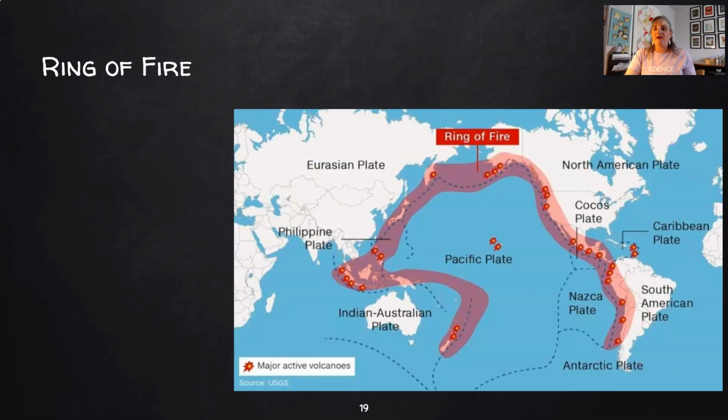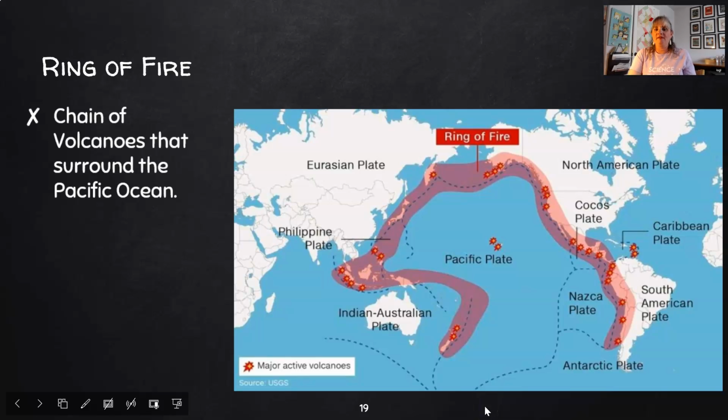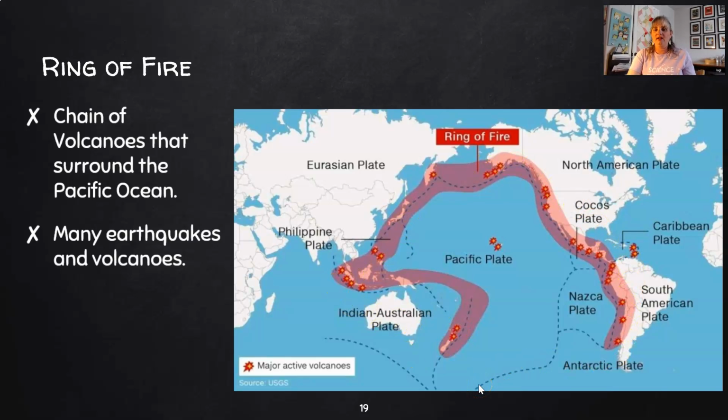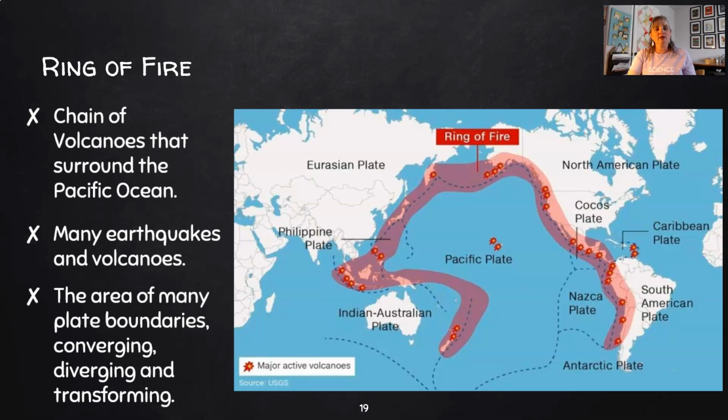The Ring of Fire is a very active geological region in the world, and it surrounds the Pacific Ocean. So here's the Pacific Ocean. We've got all these different plate boundaries happening in this area. And that Ring of Fire is basically all these volcanoes. So all these little red stars are all active volcanoes in the world, and it's called the Ring of Fire. So there's lots of earthquakes here too, but all these plate boundaries are happening where we've got converging, diverging, and transform plate boundaries in this area of the Pacific Ocean.